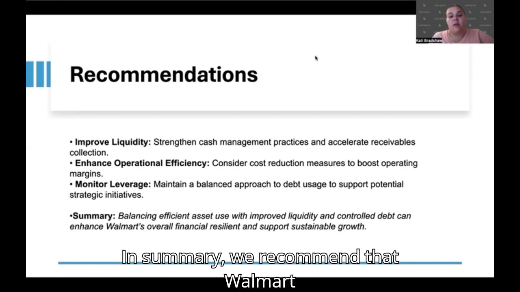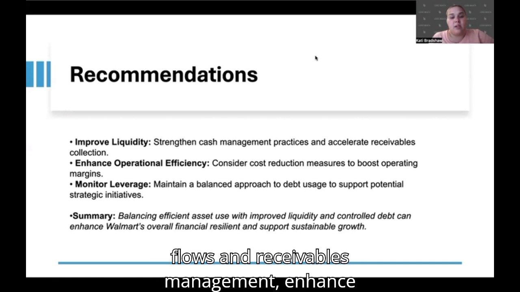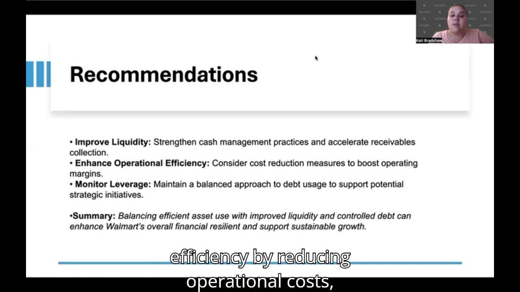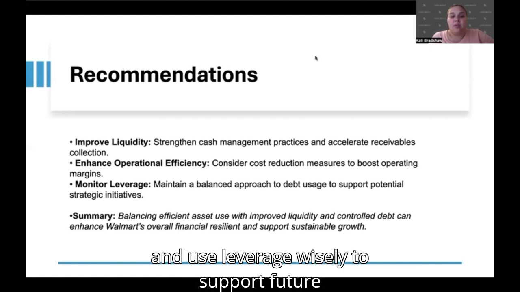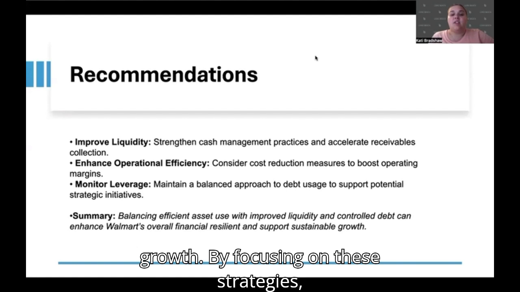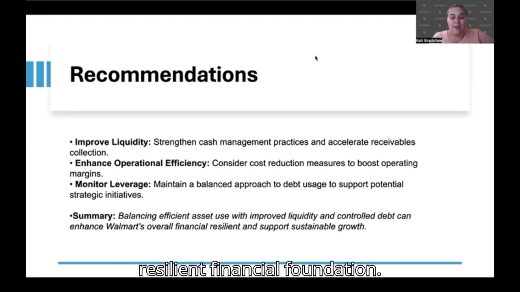In summary, we recommend that Walmart improve liquidity through smarter cash flows and receivables management, enhance efficiency by reducing operational costs, and use leverage wisely to support future growth. By focusing on these strategies, Walmart can build a stronger, more resilient financial foundation.